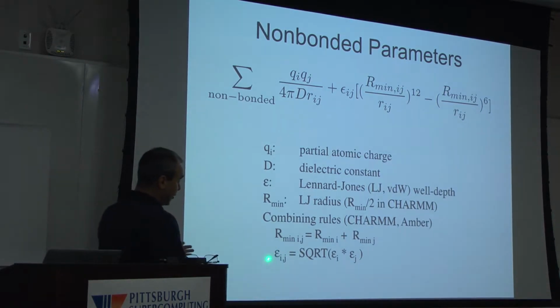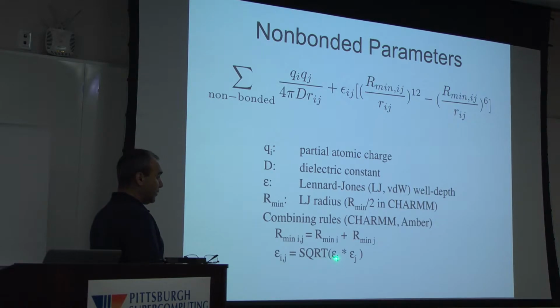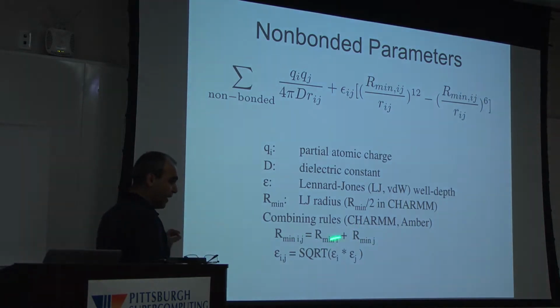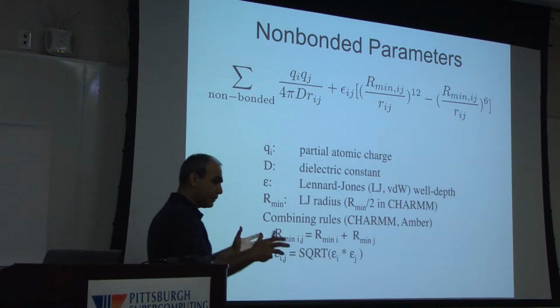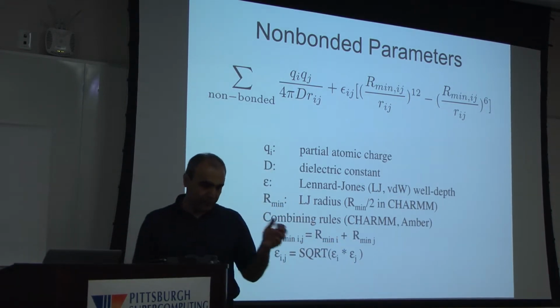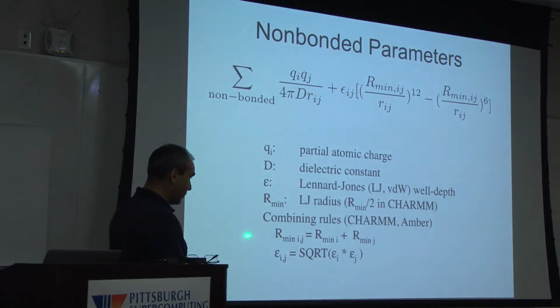So epsilon ij would be the square root of the product of epsilon i and epsilon j. And then R min ij will be the sum of the minimum radius of atom i and minimum radius of atom j. Sometimes it's the average, depending on the force field, how this is specified. You might see this a little bit different, but the concept is the same. It's the sort of addition of two radii or half radii, depending on how it's defined.